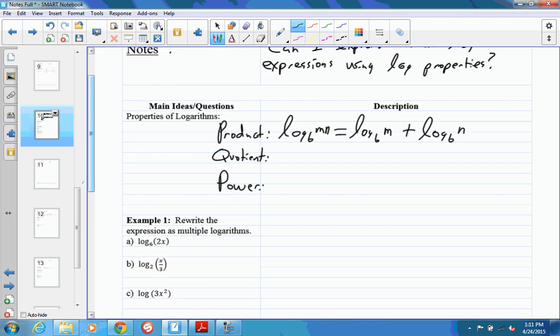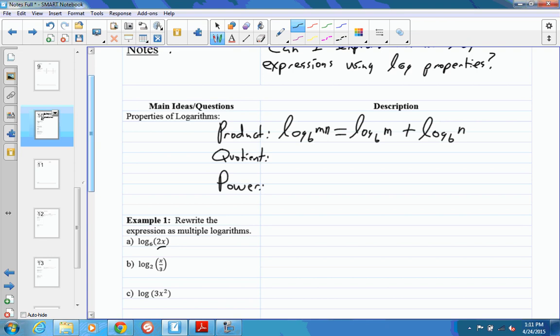M and n are two numbers being multiplied, guys. If you want an example, like down here, we'll do that. Log base 6 of 2 times x.